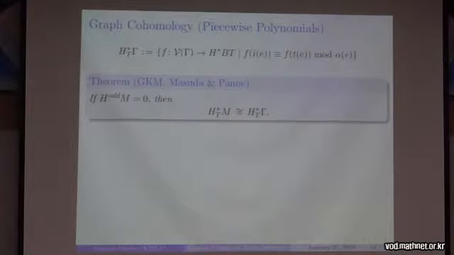So it's a theorem that began with GKM with real coefficients and was improved by Masuda and Panov: if the odd degree cohomology of a torus manifold vanishes, then the equivariant cohomology of the manifold is exactly the graph cohomology. So we reduce it to a combinatorial setting.